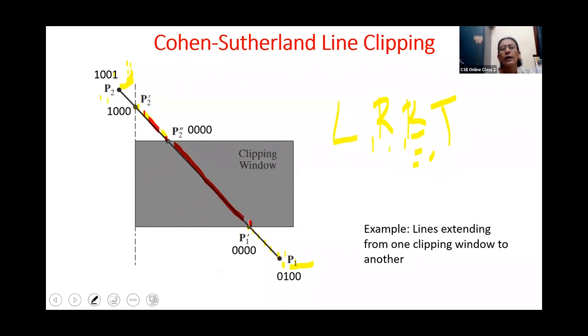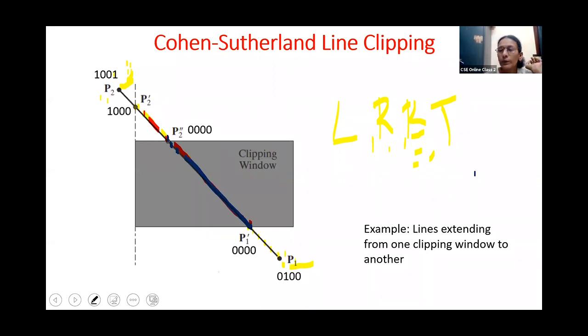Okay. Then again, we checked with respect to the top boundary. We found that P1 dash is not above the top boundary, whereas P2 dash was above the top boundary. And so again, we clipped it to P2 double dash. That is, we considered the line from P1 dash to P2 double dash. The entire line is visible and we are drawing it.